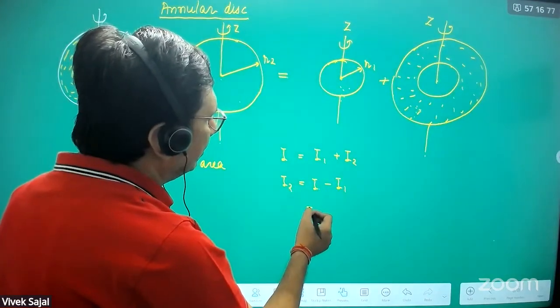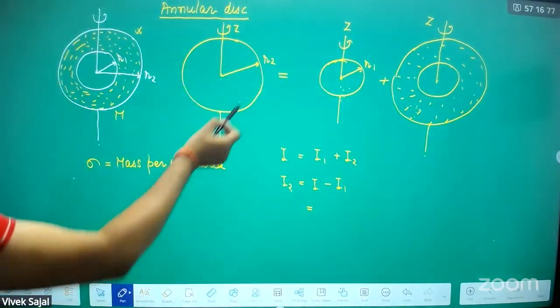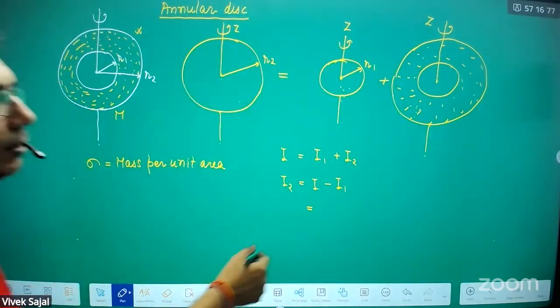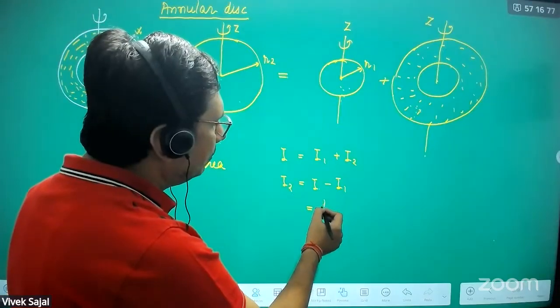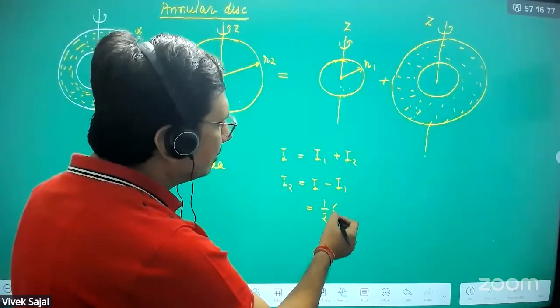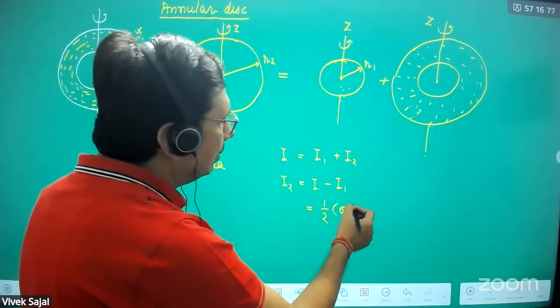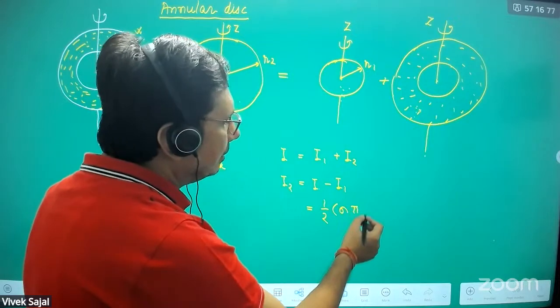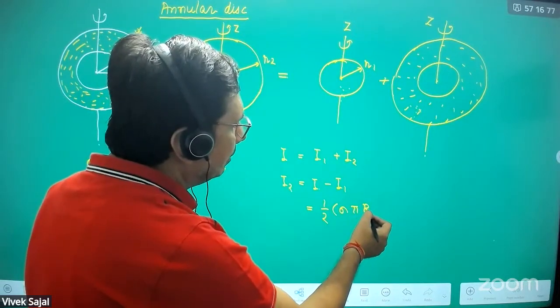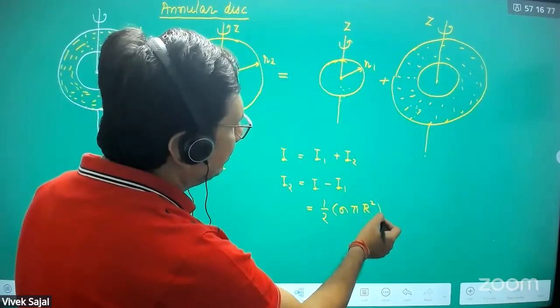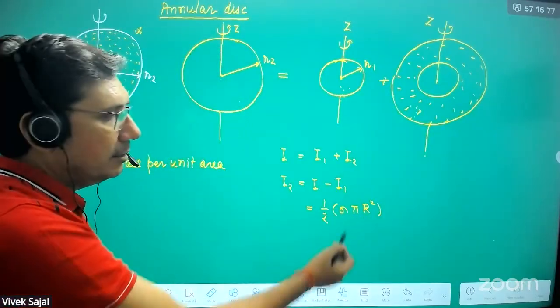I कितना होगा? What is I? I is this. This is a full disk. Full disk के लिए क्या होता है? 1/2 into its mass. Mass कितना होगा? Sigma pi r square. This is the mass. ठीक है ना?